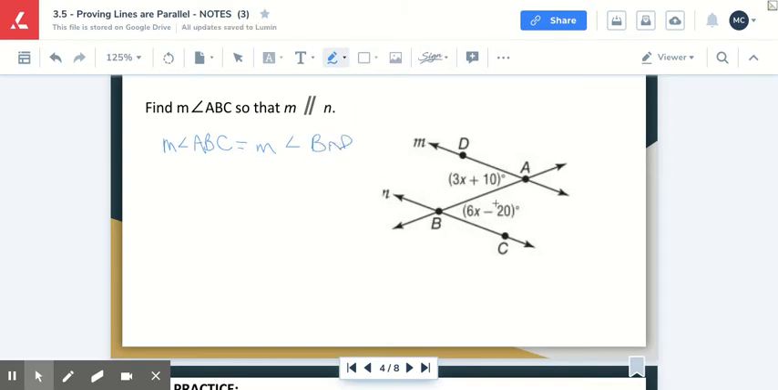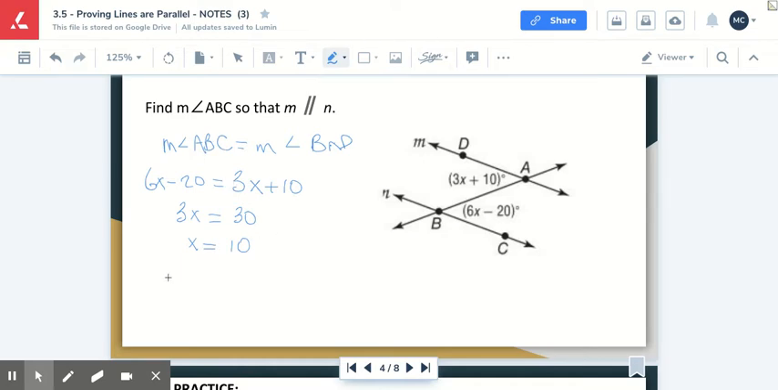Then I could substitute that with the algebraic expressions that we have for each of those. So for measure of angle ABC, we have 6x minus 20. For the measure of angle BAD, we have 3x plus 10. And we'll just use some standard algebra to solve that. So I'm going to subtract 3x from both sides and add 20 to both sides and then divide by 3. So we get x is equal to 10.